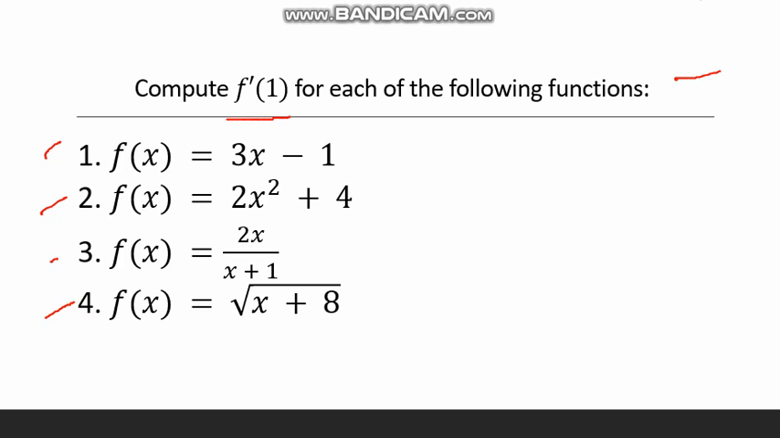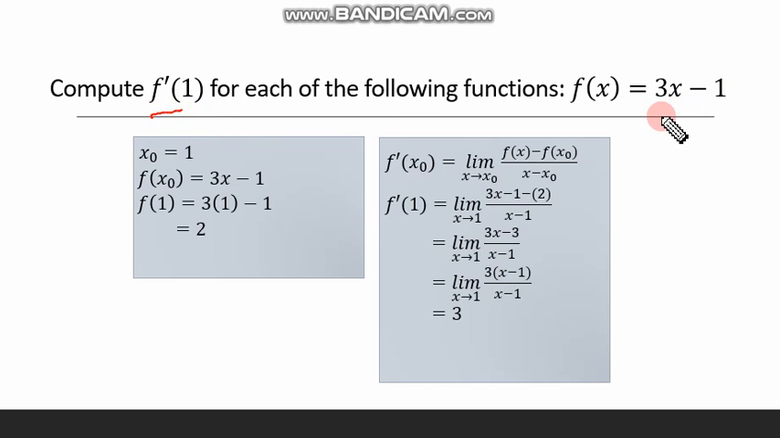Okay, let's solve number 1. Compute f prime of 1 where f of x is equal to 3x minus 1. Using the formula for the slope of a tangent line, x sub 0 is equal to 1, and f of x sub 0 is unknown, so we will get that first. f of 1 is equal to 3 times 1 minus 1, which is 2. Since we now have x sub 0 and f of x sub 0, we can get the derivative of the function using the formula for the slope of a tangent line.